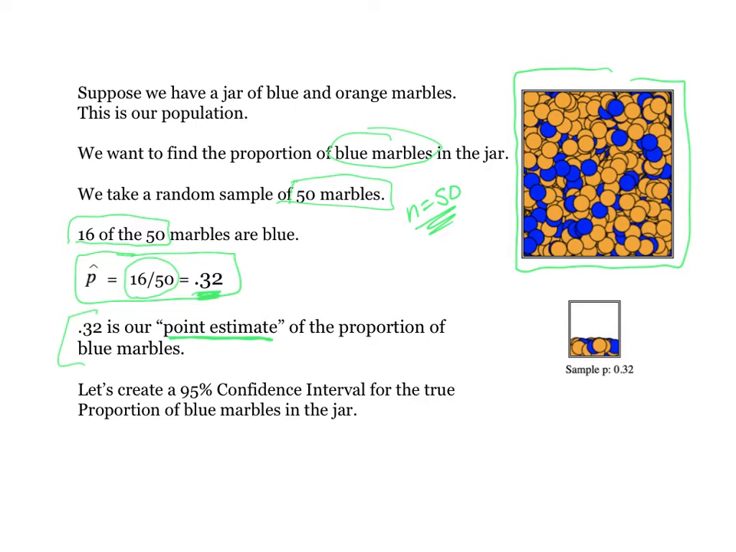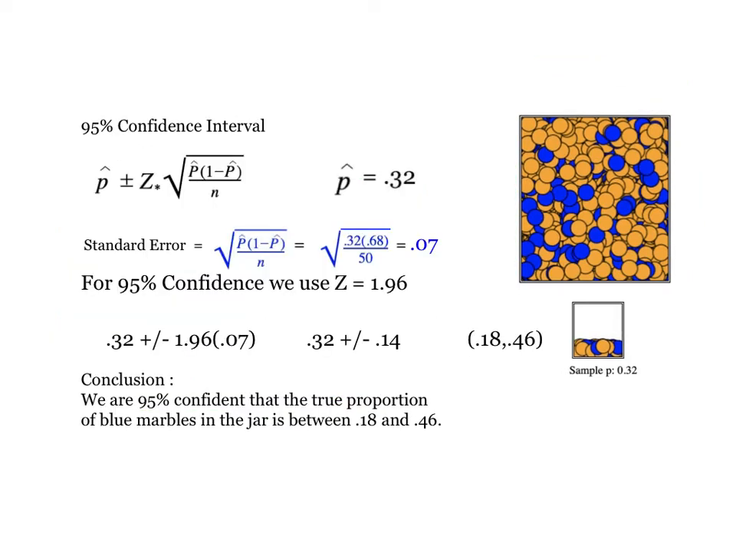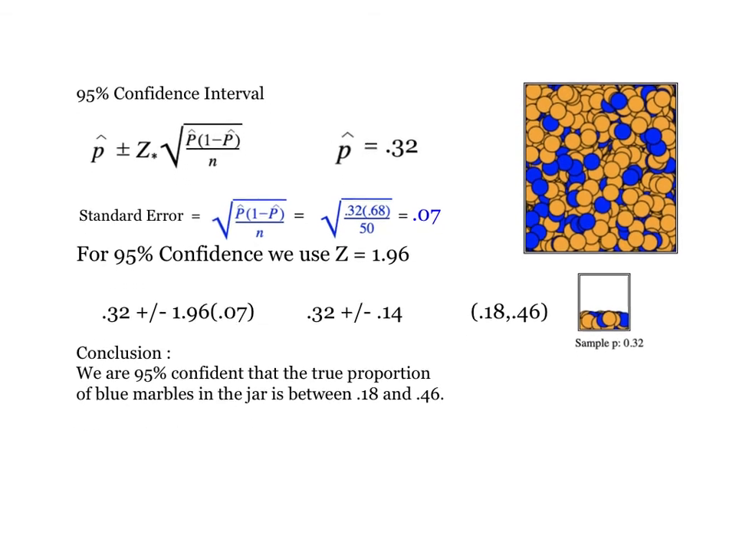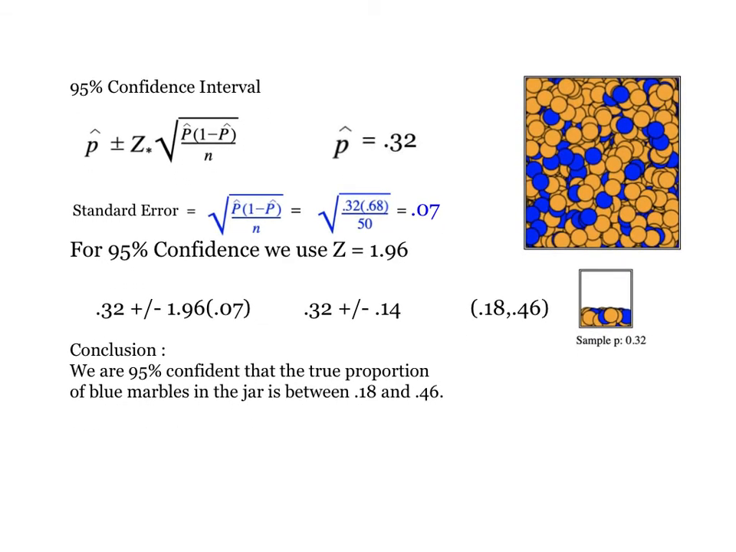Now let's create a 95% confidence interval for the true proportion of blue marbles in this jar. Because again, we know even though it's a point estimate, another sample would give us a different point estimate. So here's how we would construct the interval. I said we want a 95% interval. This is the equation we will use.